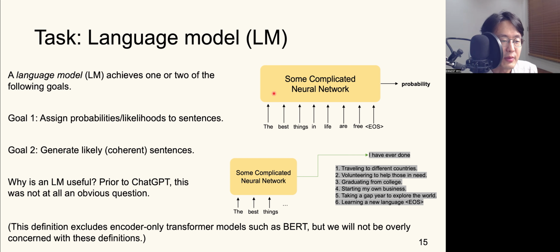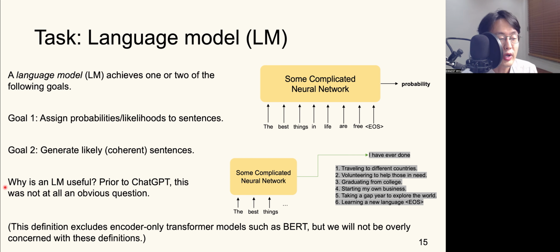We have some complicated neural network, text goes in, and the language model outputs a probability of how likely, how probable, this sentence is. In goal number two, we have this neural network, we input the text, and it goes on to generate coherent text that completes the given partial input sequence. For example: the best things I have ever done, one, traveling to different countries, and so on. So these are the two goals of a language model.